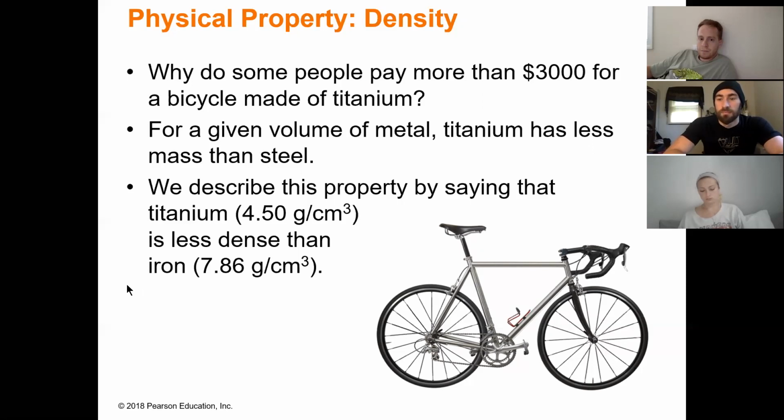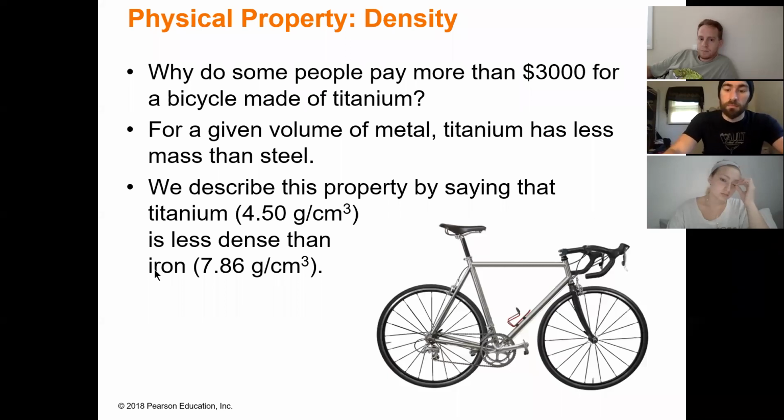So, okay, back to density. What density is saying is that we have the same volume or the same shape bike, but it has less mass in that same shape. So titanium, for instance, would have 4.50 grams per centimeter cubed, which is less dense than an iron bike, which would be 7.86 grams in every centimeter cubed. So more material, more matter in the same volume.